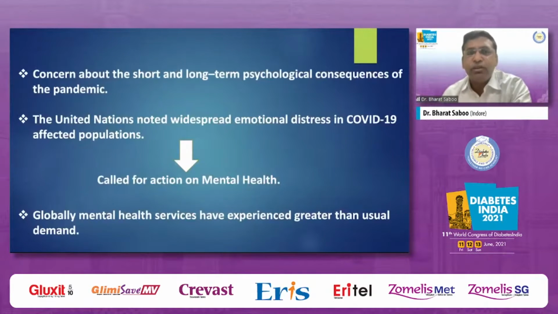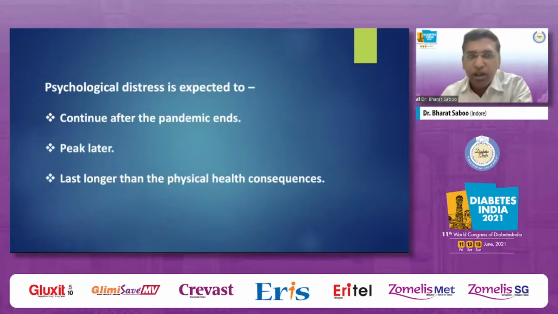Now, this concern about the short and long-term psychological consequences of the pandemic, the United Nations noted it, and they said a widespread emotional distress was prevalent in the COVID-19 affected population. So they called for action on mental health along with the ongoing pandemic relief program. Globally, we have seen with various data that the mental health services have been overburdened and have experienced greater than usual demand.